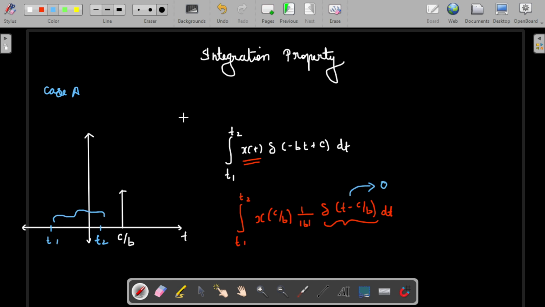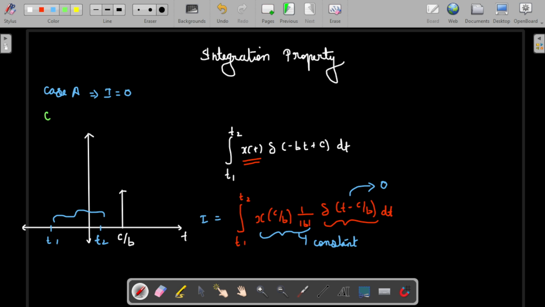So in case A, let me take the output as I. Then I will be equal to 0, because the impulse is not in the time period t1 to t2 over which we are integrating. If the impulse is not there, then multiplication with the signal will be 0. Even if the signal is constant, this we know is a constant, and we multiply the impulse which is not present in the time period, the area will be 0. That is the thing.